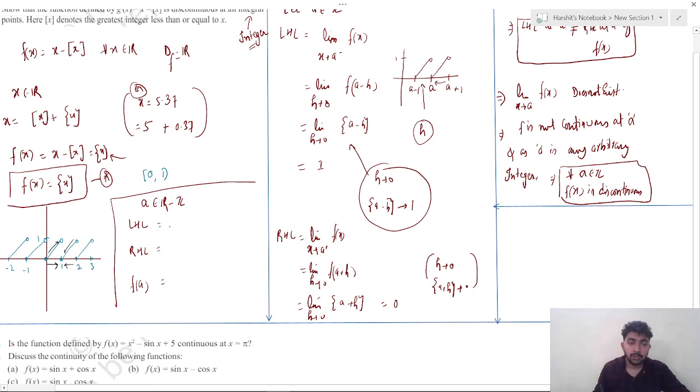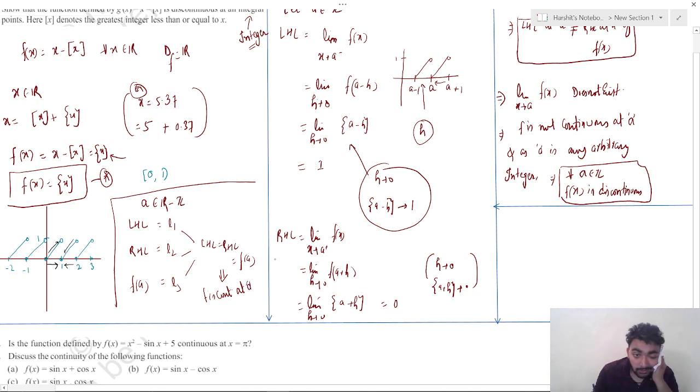All three will be equal. Suppose it is L1, it is L2, and this will be L3. Then guaranteed LHL equals RHL equals f of a will come. And if that happens, we can imply that f is continuous at a.